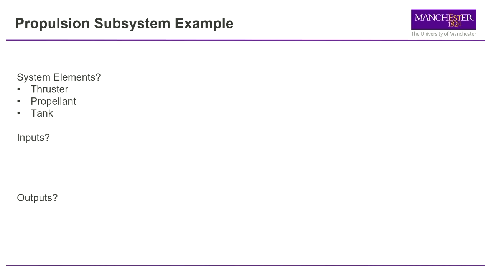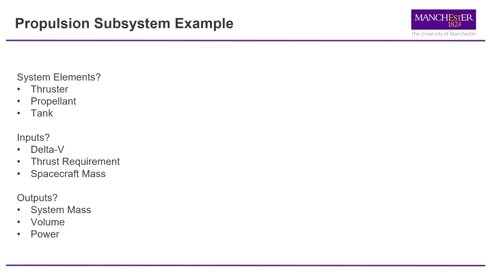Yep. So let's keep it really, really simple. Yes, all of these things might be inputs to a more complex model. But we might want to know the delta V, how much thrust we need to produce, and the mass. Keeping it really simple: how much delta V you want over the lifetime of the mission, how much thrust you have to produce, so what magnitude, and then how much mass you need to move using that thrust. Then we're going to output the propulsion system mass, the volume of propellant, and the amount of power you might need on board to operate this propulsion system.